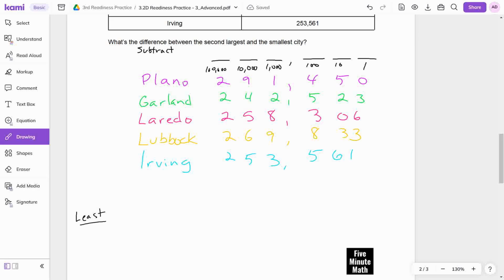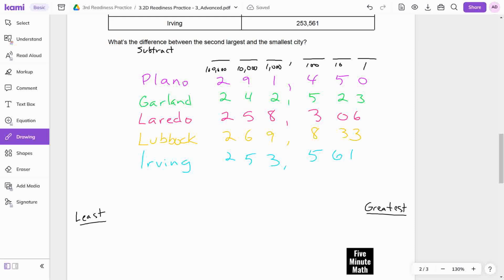You could do greatest to least. It doesn't really matter, as long as you get them in an order, then you can find the second largest and the smallest city. Okay. So we're looking always at the largest place value first. Everyone's got a 2 in the 100,000s place. So we're moving to the 10,000s.